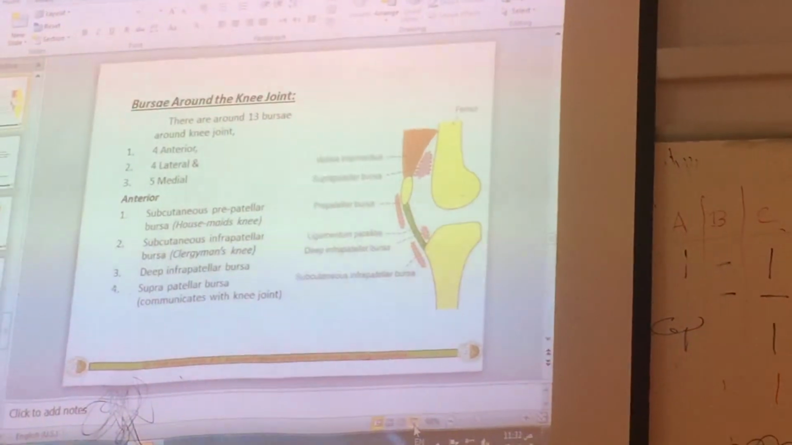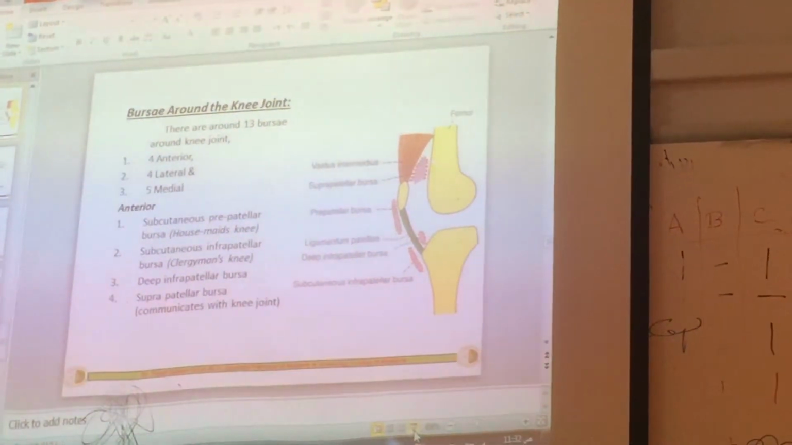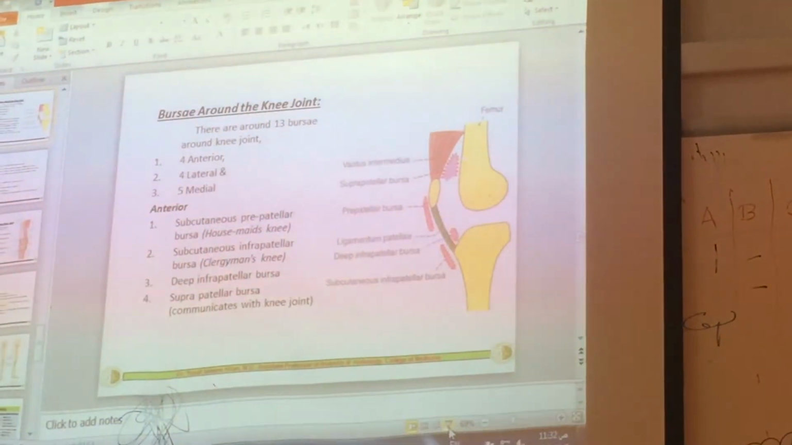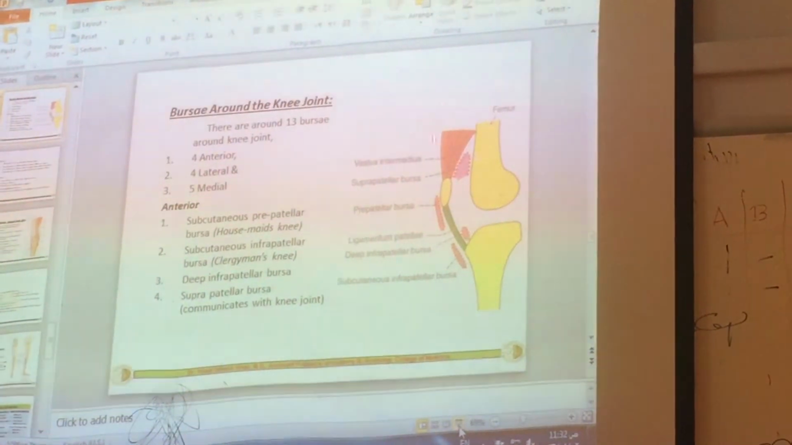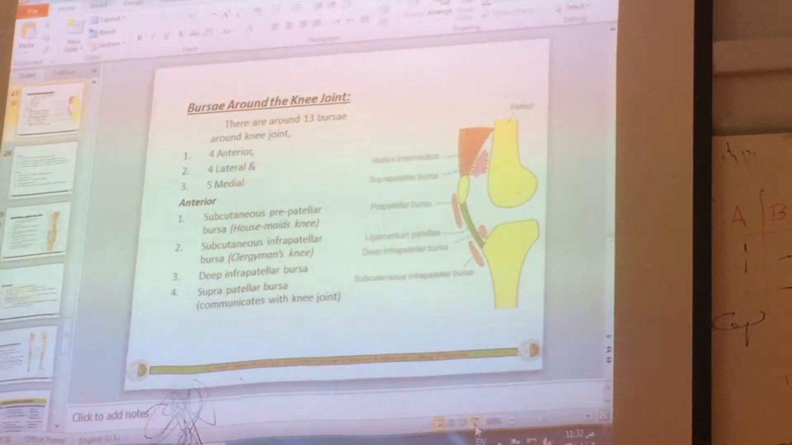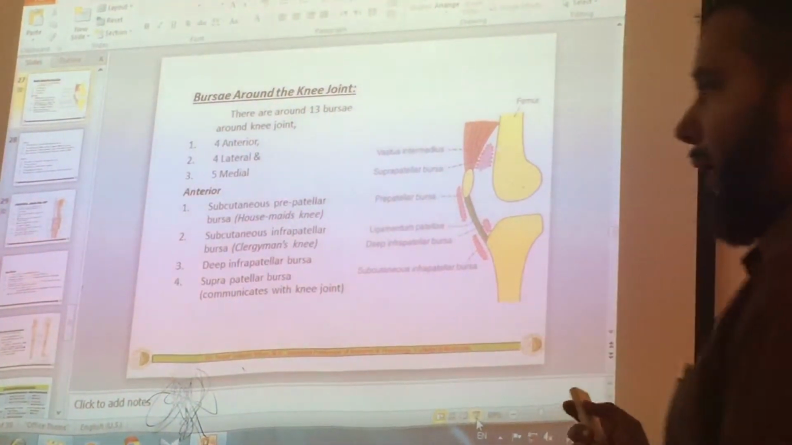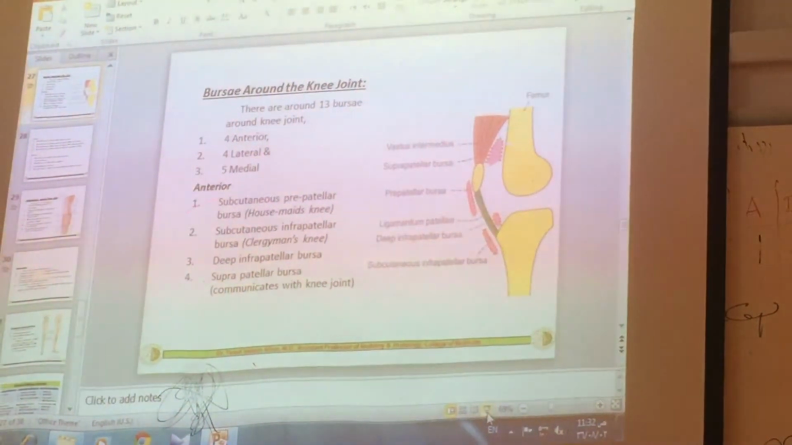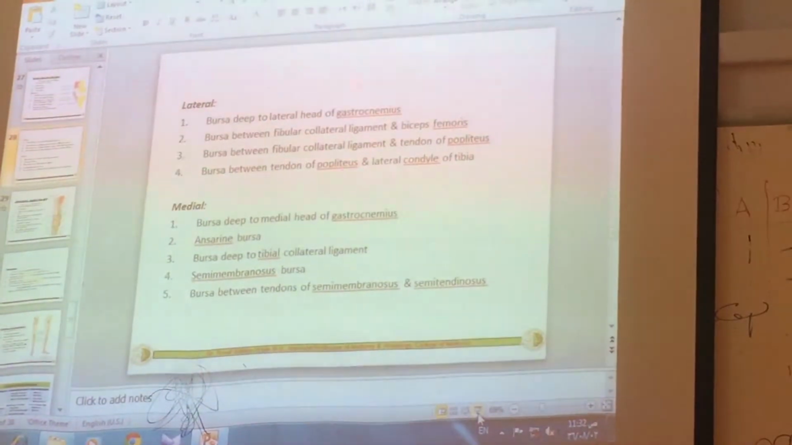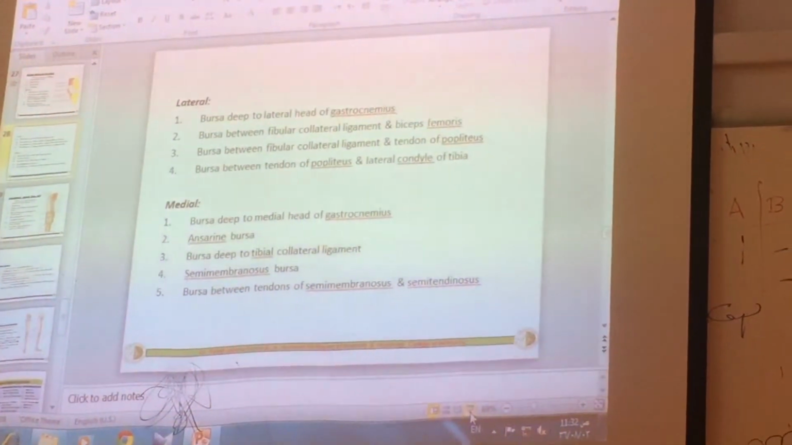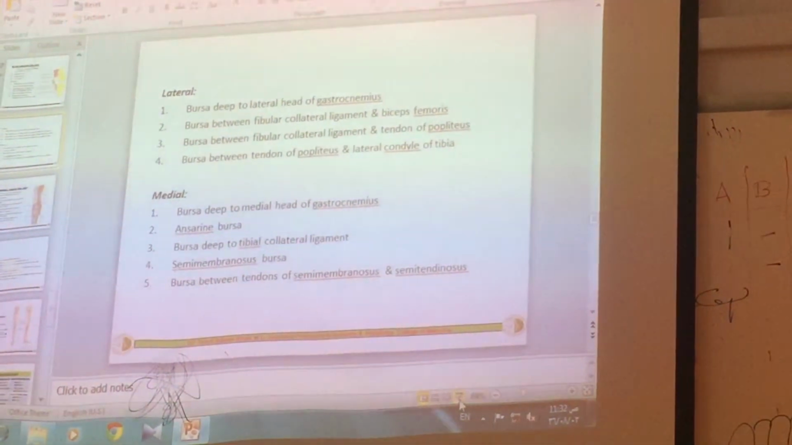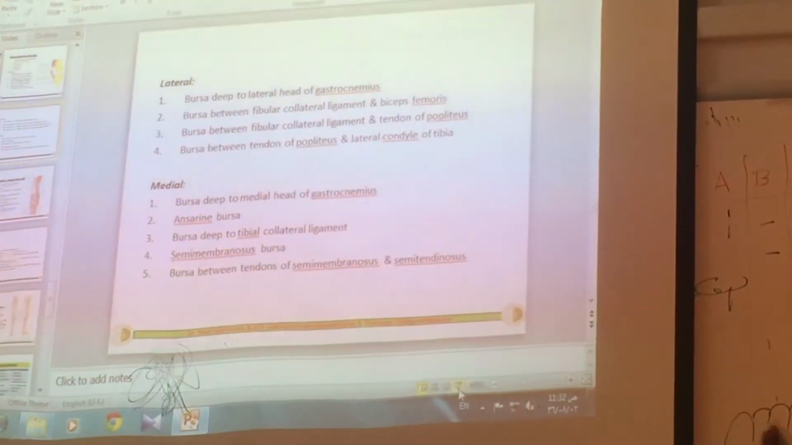Okay, and there will be swelling, everything. Okay, so this is called the suprapatellar bursa, which communicates with the knee joint. So this bursa is very important. So these are the 4 bursas which are very important clinically. Anteriorly they are present. Laterally we have 4 and the medial are 5. These are not very important clinically. The main important will be the anterior.